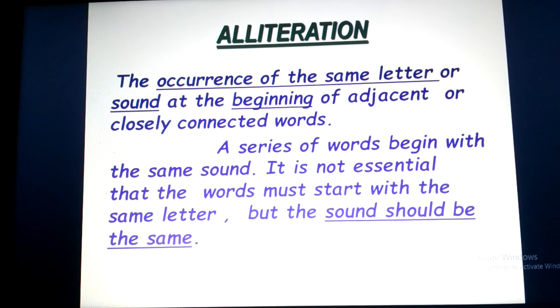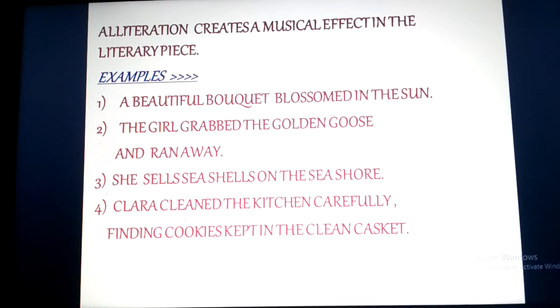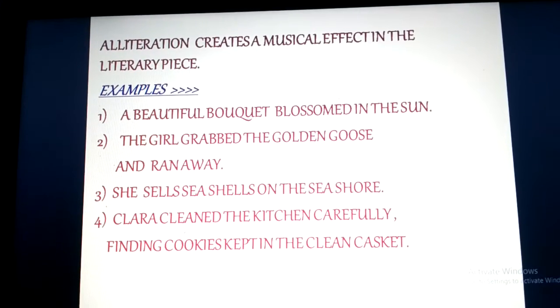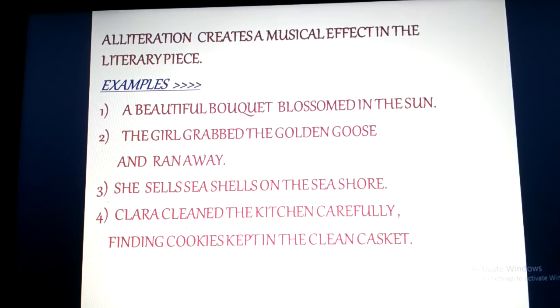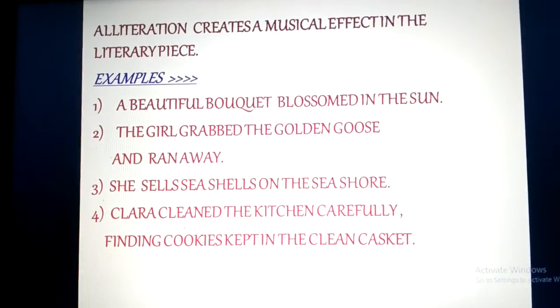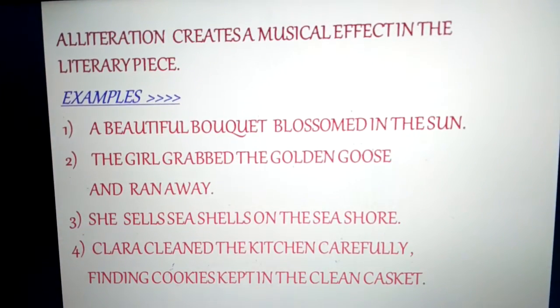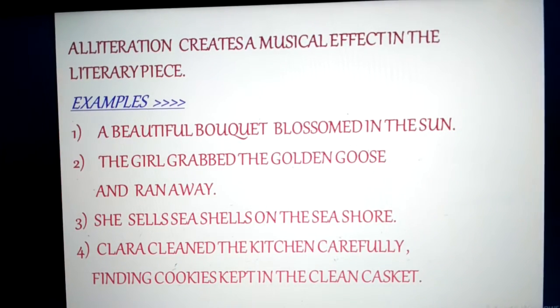For example, the K sound can be produced by the letter K as well as CK as well as CH. Alliteration creates a musical effect in the literary piece, thus enhancing the pleasure of reading a literary piece. It makes the reading and recitation of the poems very appealing. Let's have some lines here.